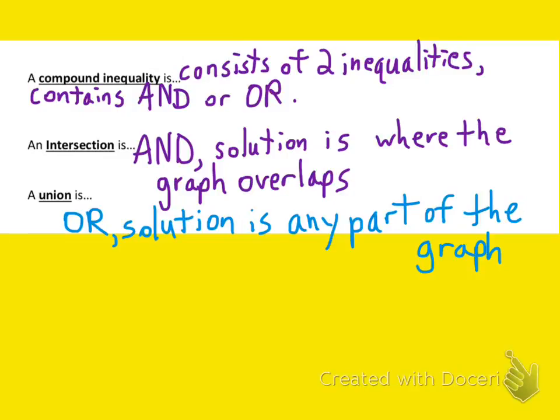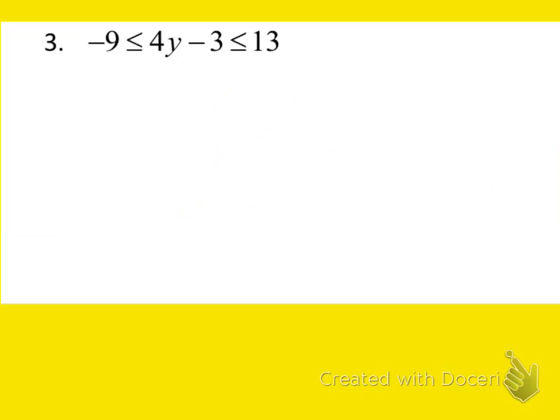Typically on a number line, an and problem, which is an intersection problem, the graphs go towards each other. On the other hand, typically on a number line, a union problem or an or problem, the lines go away from each other. So that's something to remember.